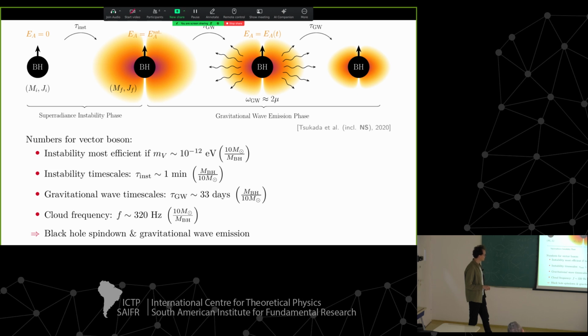Okay, and so the ways to observe the presence of these clouds around black holes, and therefore infer the existence or non-existence of these particles, is through black hole spin measurements. The black hole spins down, and so if you can find some population of black holes, let's say, that has spuriously low spins, then you might be able to infer, okay, this process has to have happened for all these black holes to have such low spin. Or just directly by the gravitational wave observations that you can do because the cloud emits gravitational waves.